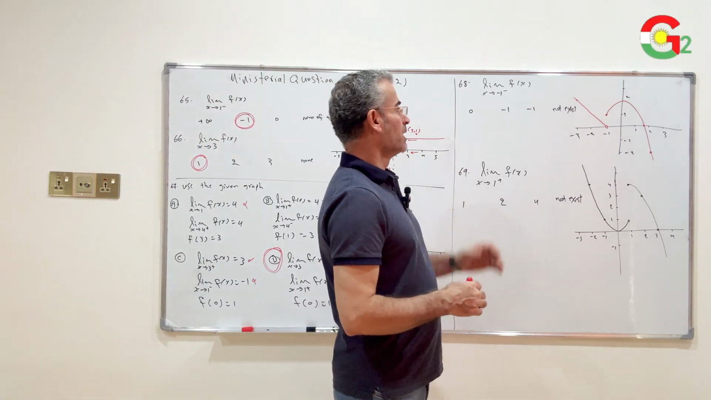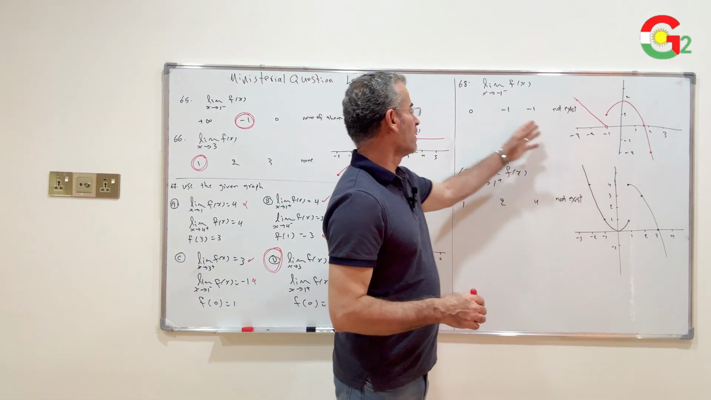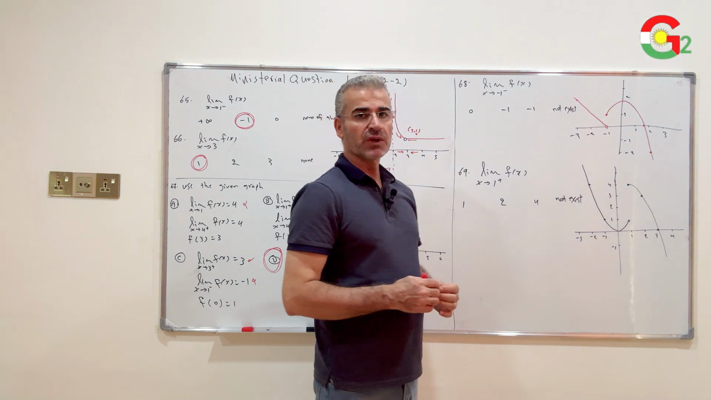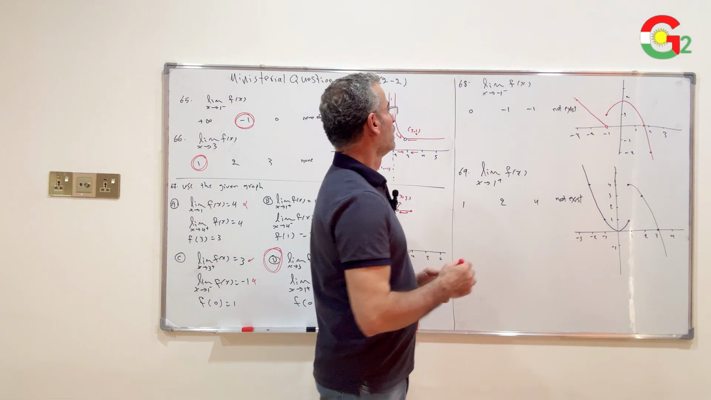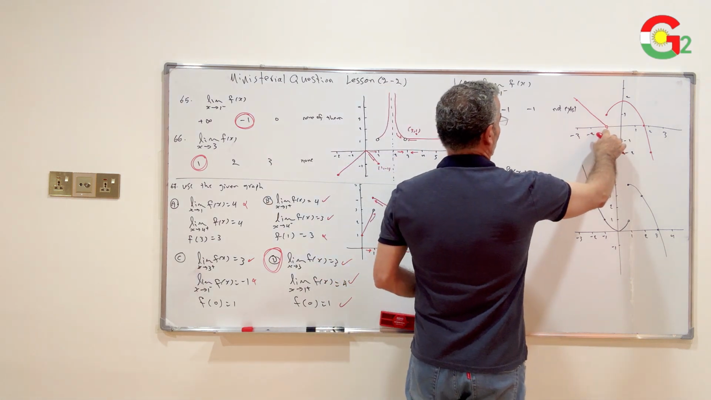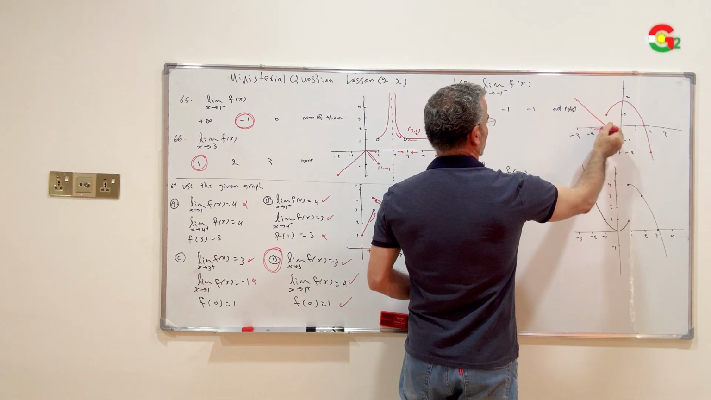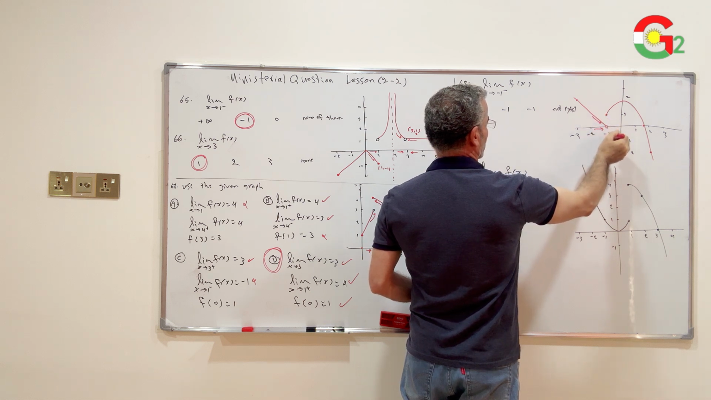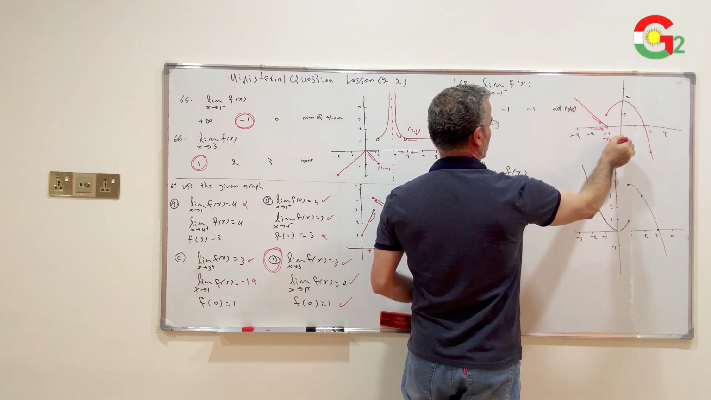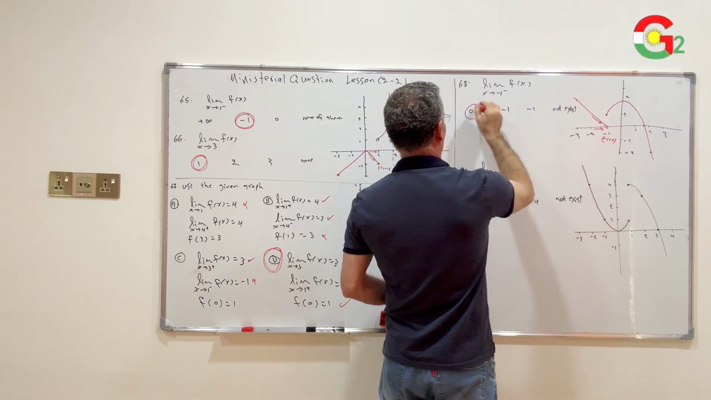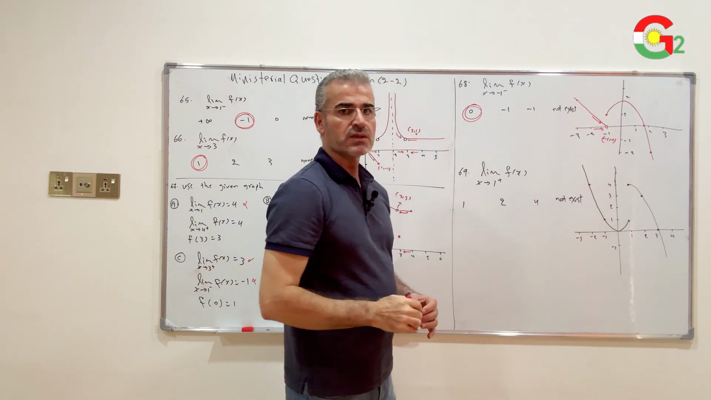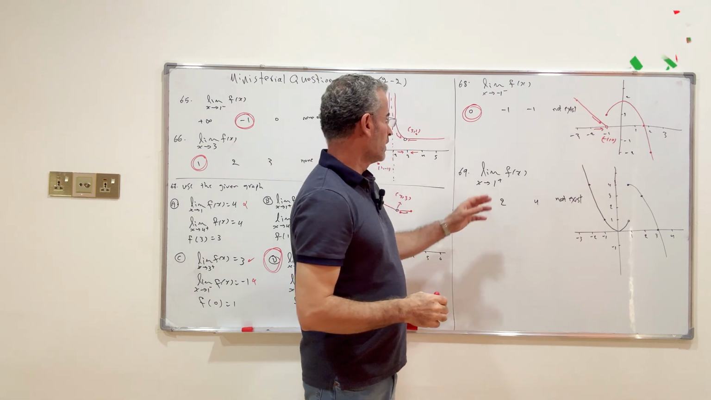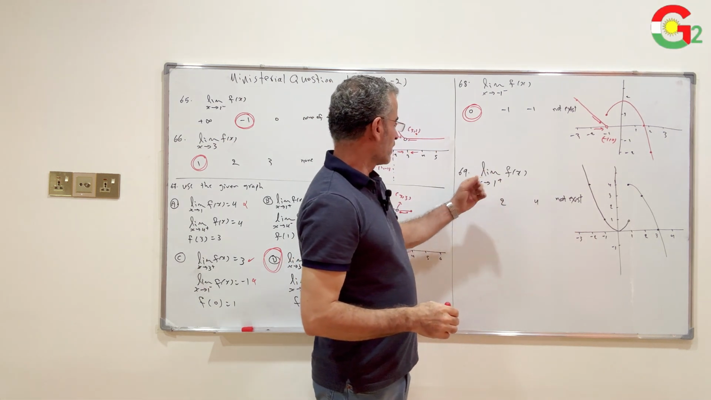Question number 68. Use this graph to answer this question. Limit f of x when x approaches -1 from the left. This is -1, this is the left of -1. When x approaches -1 from the left, f of x goes to this point. The coordinate is -1, 0. The right choice is A.